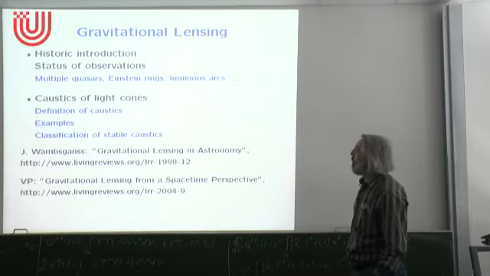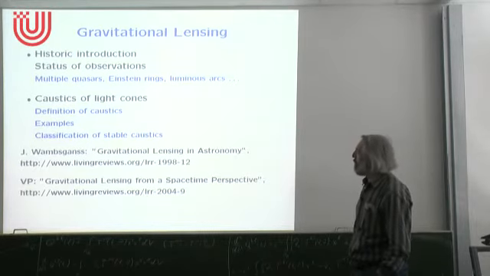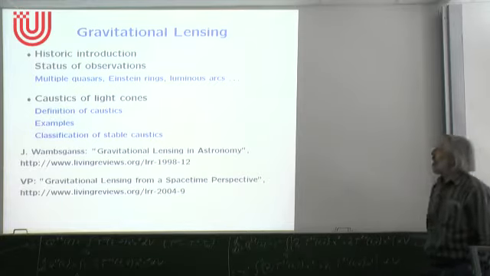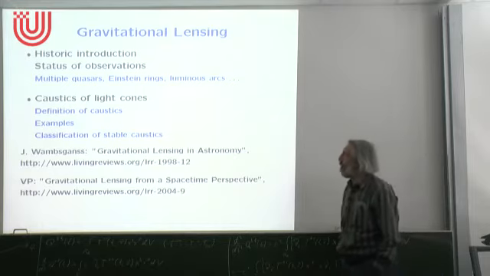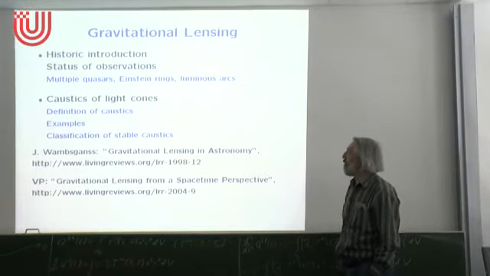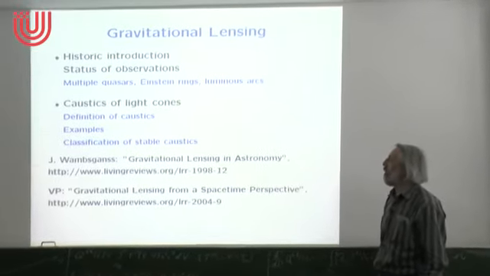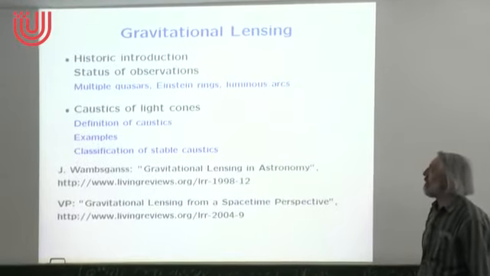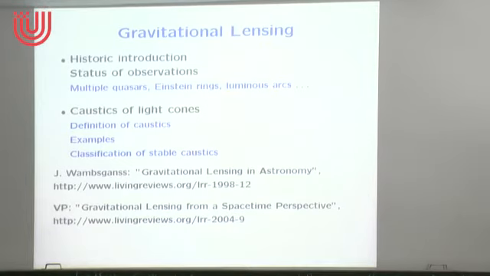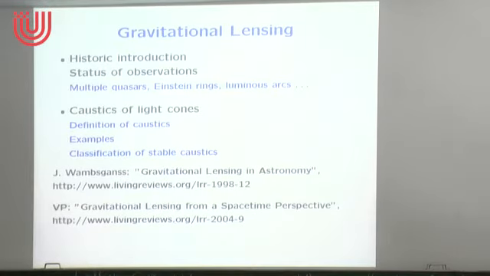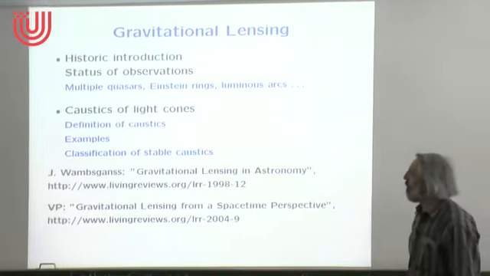So it is a talk which consists of two parts. In the first part, I talk a little bit about the history of the subject, in particular about the status of observation, so what until now we have really observed in connection with gravitational lensing in the sky. So I want to give you a brief overview of multiple quasars, of Einstein rings, luminous arcs, and some other things which have been observed.